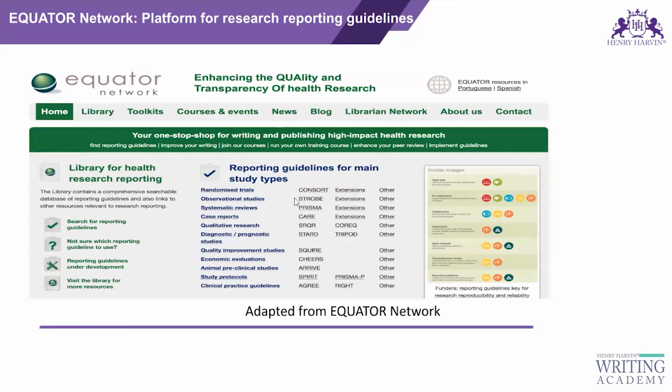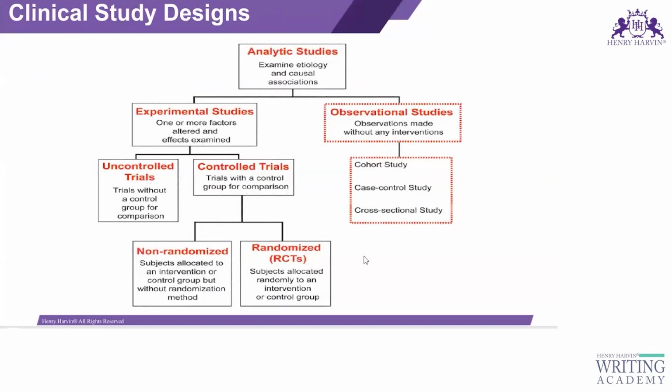Now we will discuss the individual checklists. We'll not discuss all the checklists, but the very few checklists which are very frequently used. But before that, we will discuss the different types of analytical studies. Analytical studies are of two types: experimental studies and observational studies.